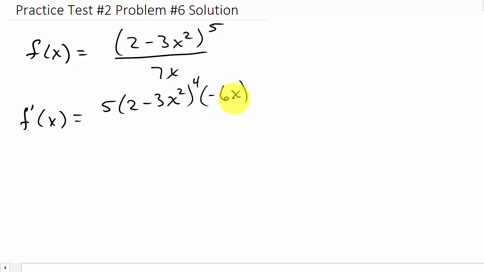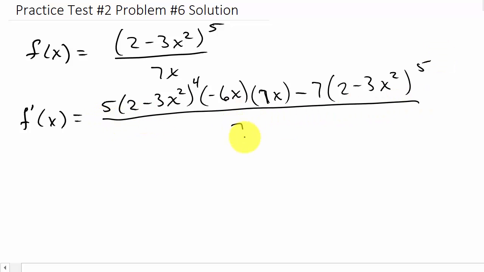So this is the derivative of the numerator, and then times the denominator, okay, minus the derivative of the denominator, which the derivative of 7x is just 7, and then times the numerator. Okay, and then this is all over the denominator squared. So I get f prime of x is equal to, alright, so let's see what we can do here.